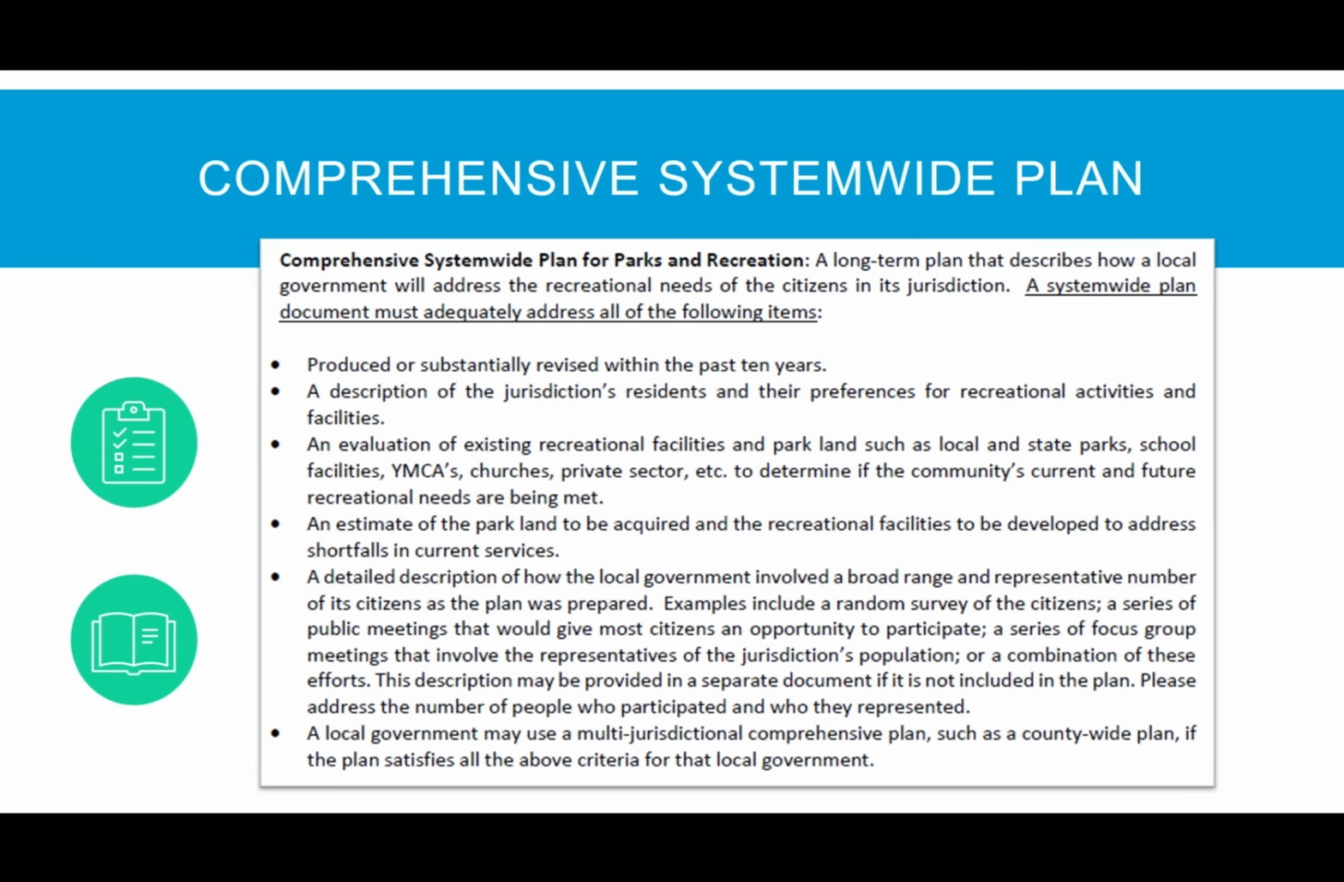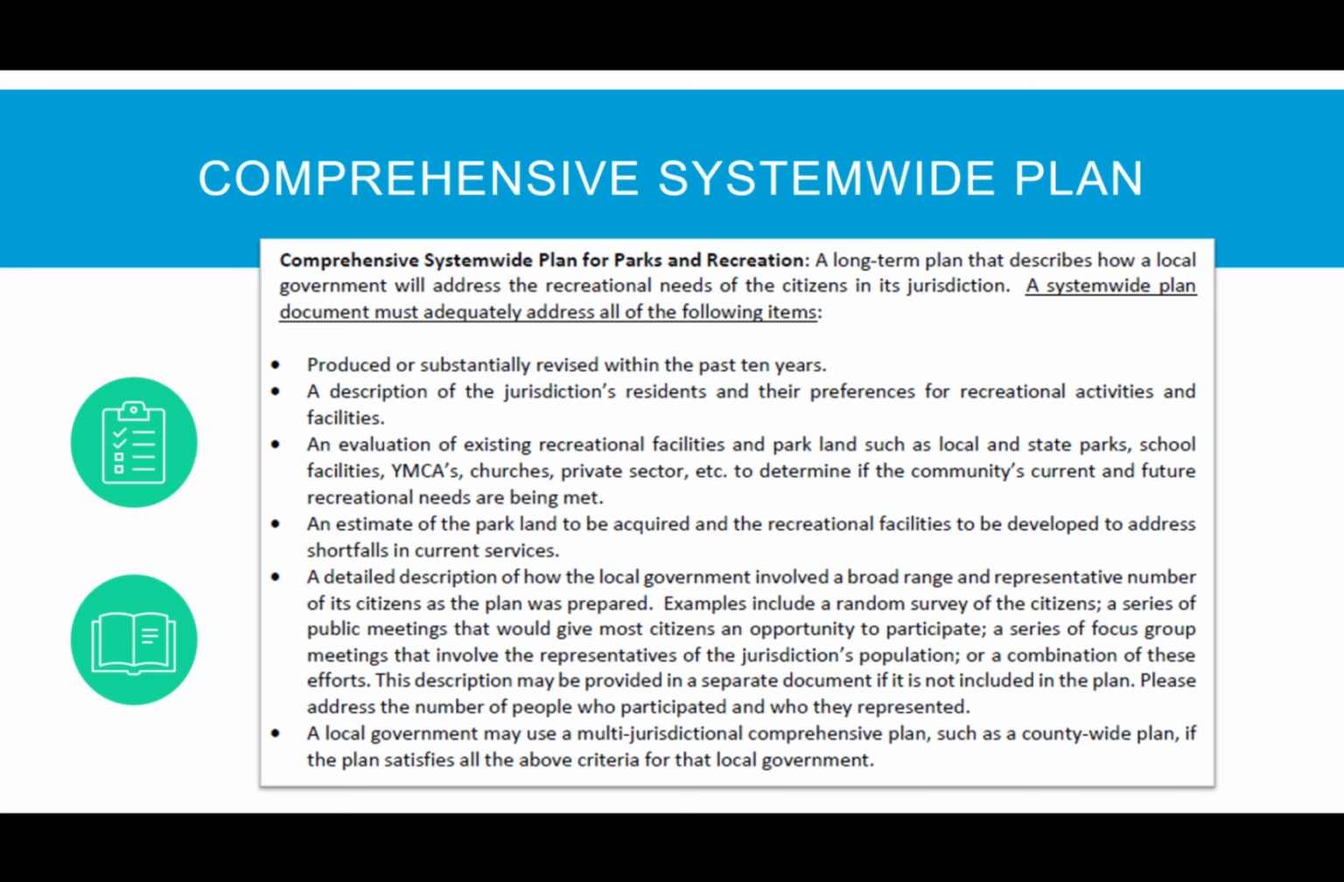The comprehensive system-wide plan. This is a long-range plan for the entire park system of a jurisdiction. It addresses the recreational needs of all the citizens in that jurisdiction and must address all the following items listed on this page.